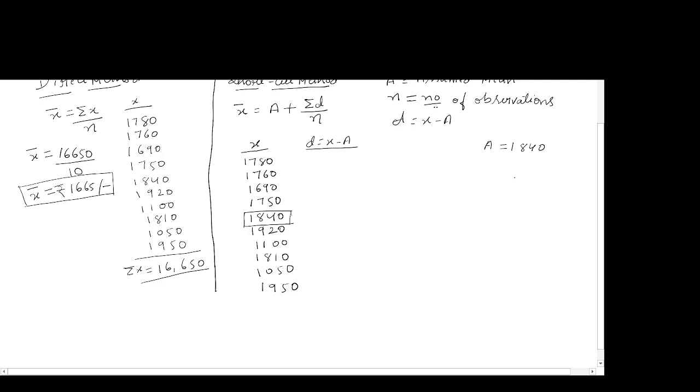Once you complete this video, you can take any value of x as assumed mean and calculate, and you will get the same answer. Now here I have taken A is equal to 1840. I'll write it here so that our calculation becomes easy. So A is equal to 1840. Now what is D? D is equal to x minus A. These are the x values, and we have assumed A is equal to 1840. Now subtract the assumed mean from each value of x.